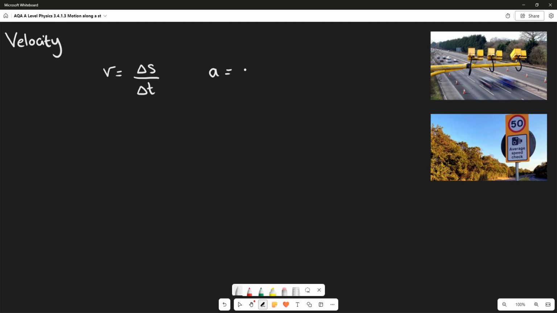Acceleration is the rate of change of velocity. Velocity is a vector quantity. It's composed of the direction and the speed. If either of those things are changing, then it means that you have an acceleration.